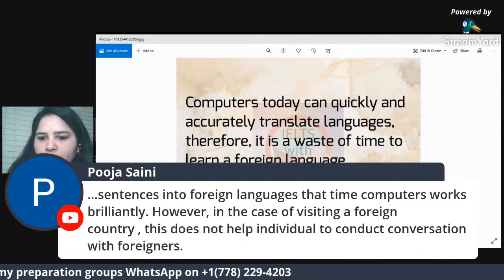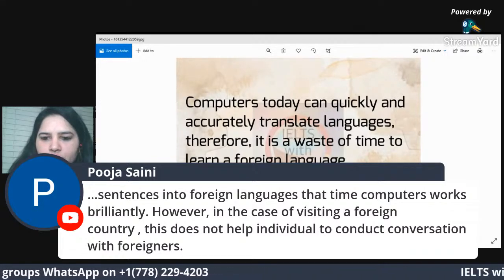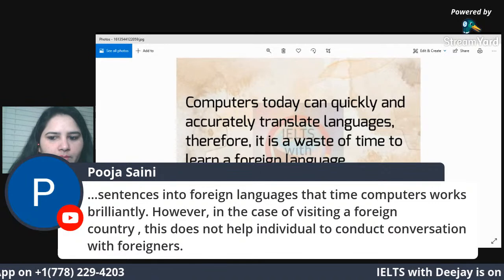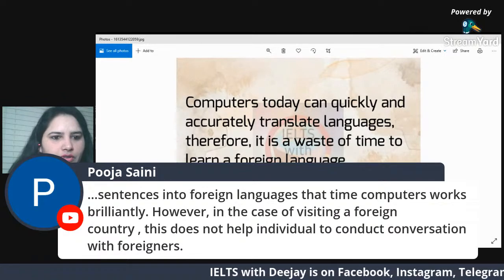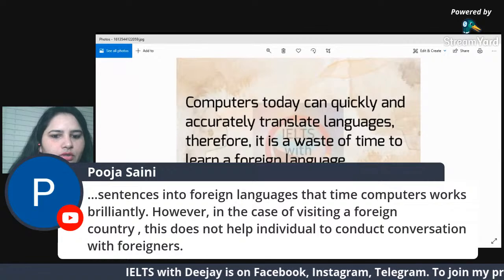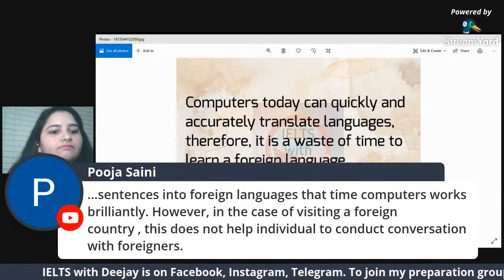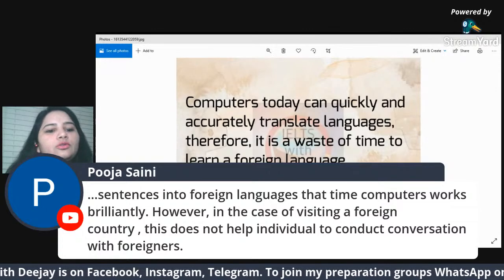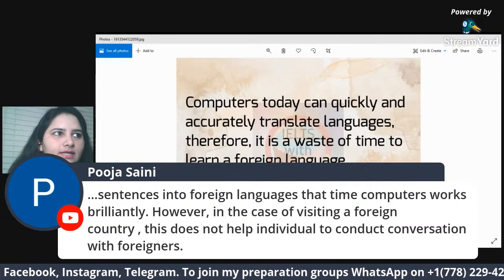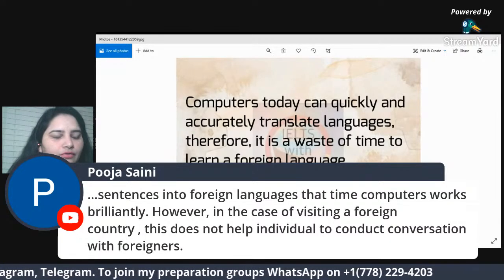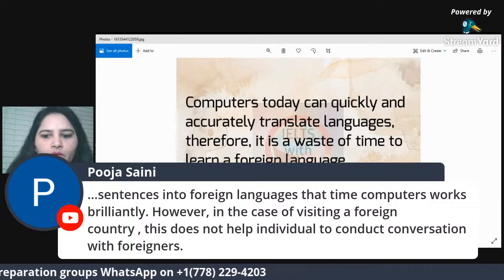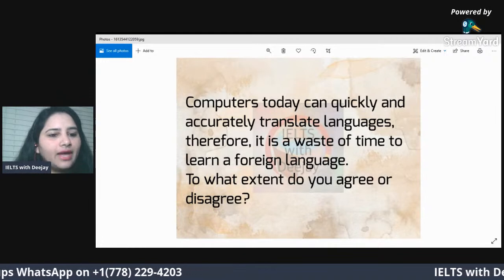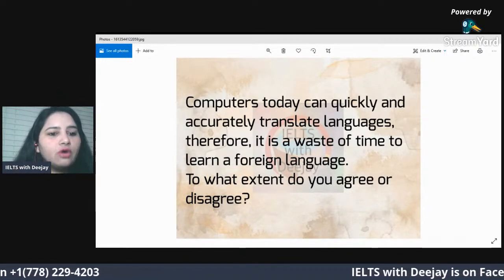Into foreign languages, the time computers work brilliantly. However, in the case of visiting a foreign country, this does not help individuals to conduct conversation with foreigners. This is a good point because, for this one, what I would suggest is that you should go for partial agreement or partial, why? Because you can simply say this is a very strong point.